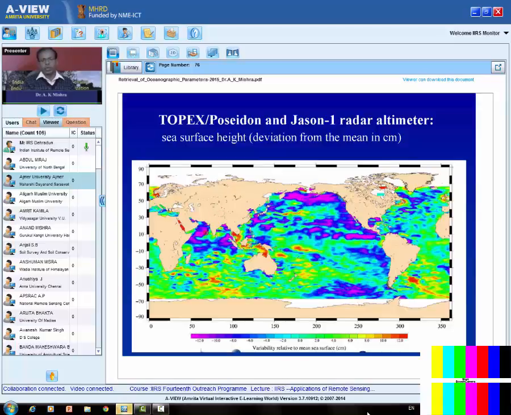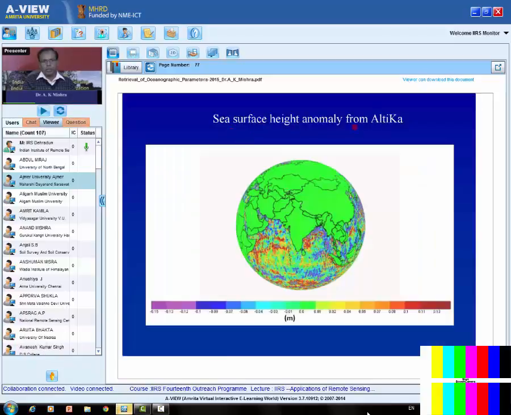highly used for coastal altimetric studies. This is the sea level height information derived from the Jason-1 altimeter, and this is the sea surface height anomaly from AltiKa, and this data is available on the MOSDAC website. One can download the data, which is free of cost.